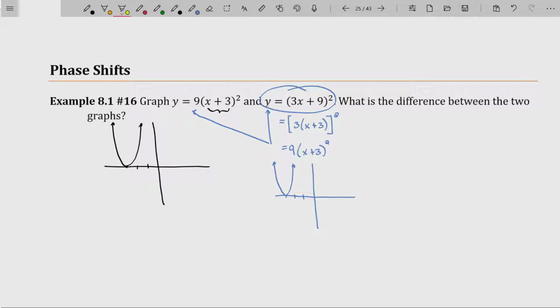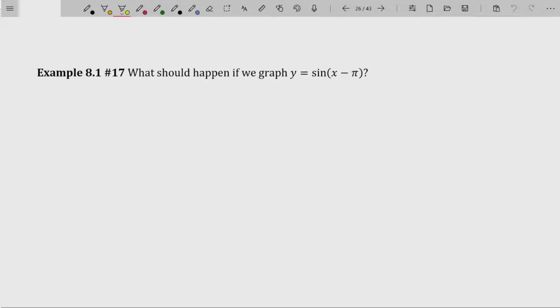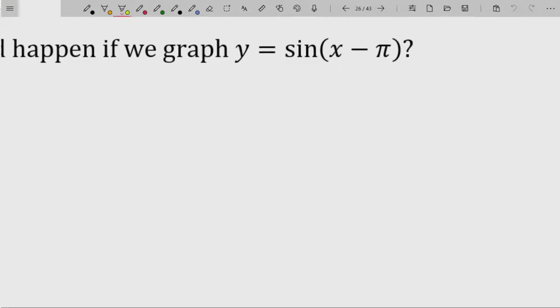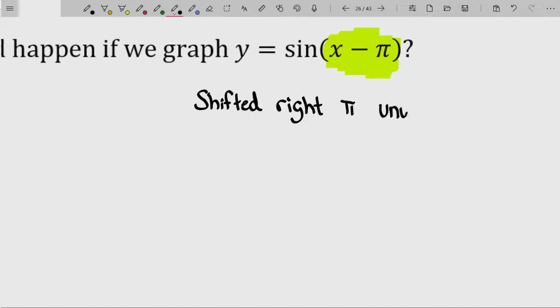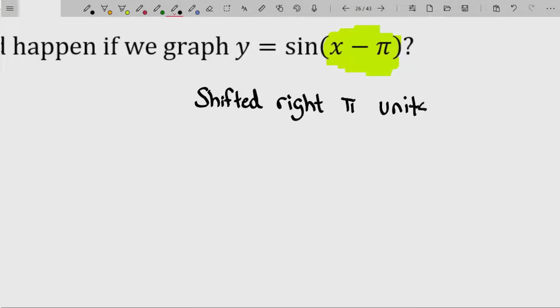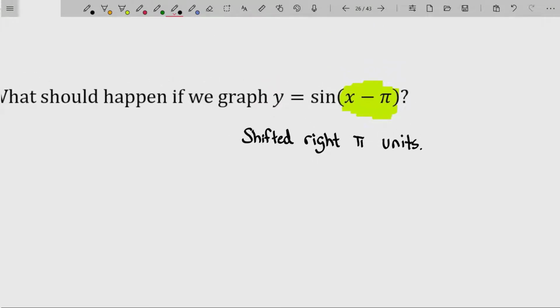Now that should be a review that should have already been covered in your course, but it's important to review right now. Because this question is different than the next question. Let's answer this one first. What should happen if we graph y equals the sine of x minus pi? Well, this does not act any differently than any other function. It would be like a sine function, but shifted to where this piece right here becomes 0. What I mean by that is it's shifted to x equals pi. So it's shifted right pi units. And that is fairly standard. We know that already. So we know that's going to shift that sine function over pi units to the right.